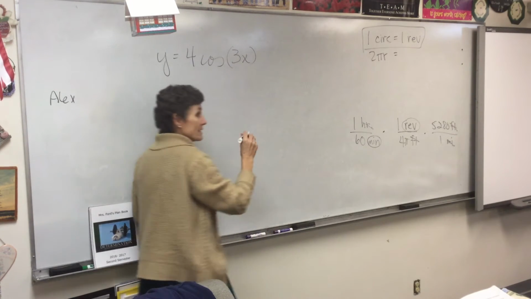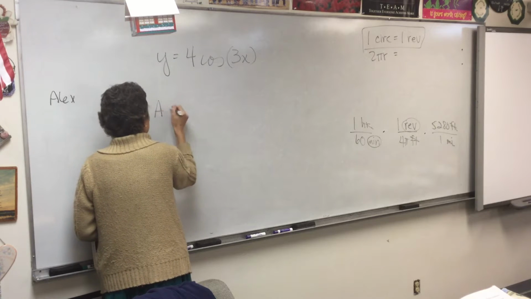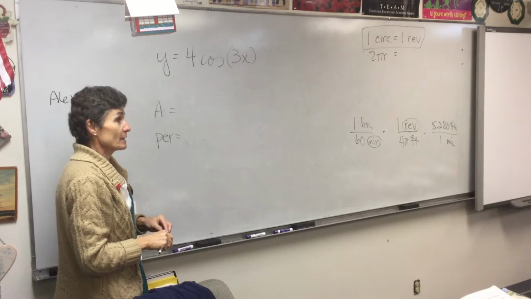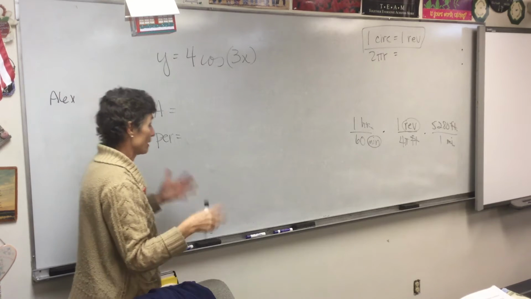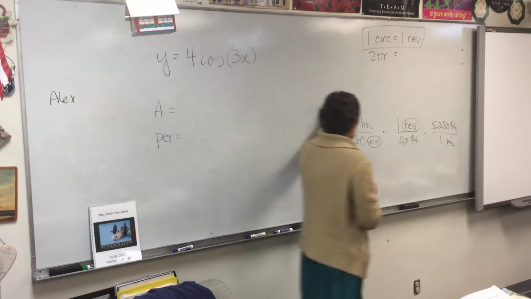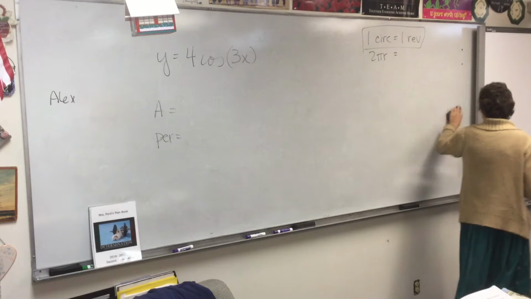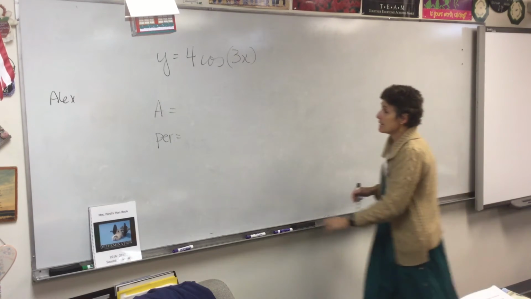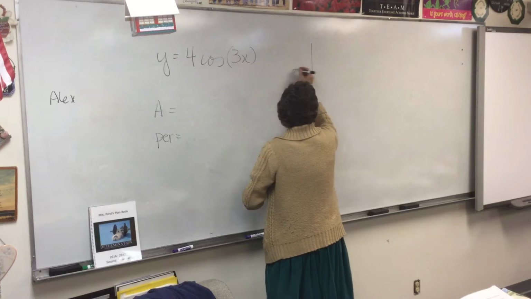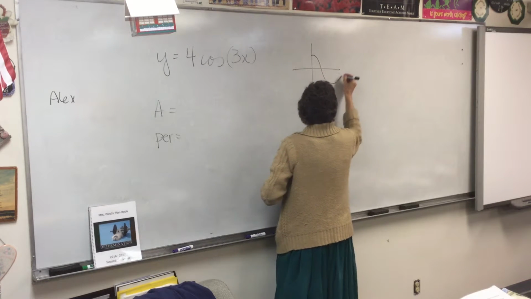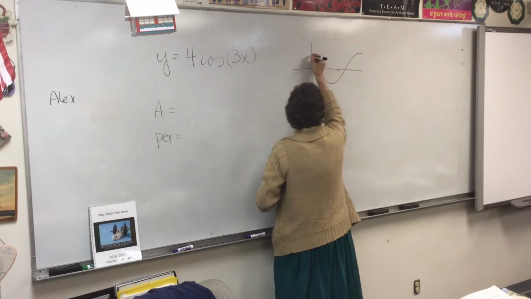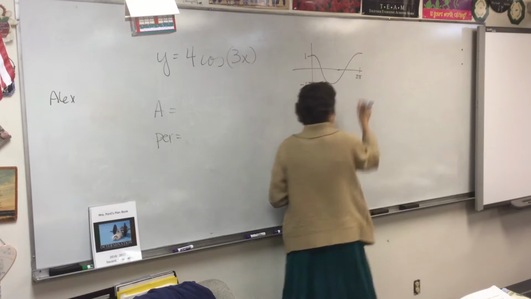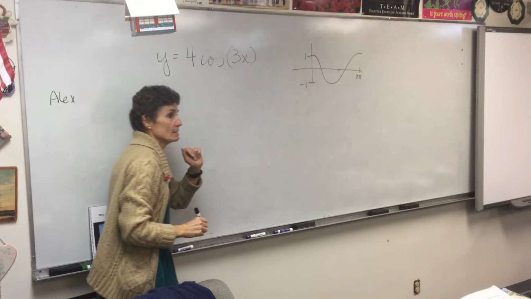All right, we're going to go ahead and answer the question first, which is simply, what is the amplitude and the period? And then we're going to sketch it, because we need to know how to do that. All right, so here we go. Amplitude, all right, this is my regular old cosine curve. This is what I have memorized.